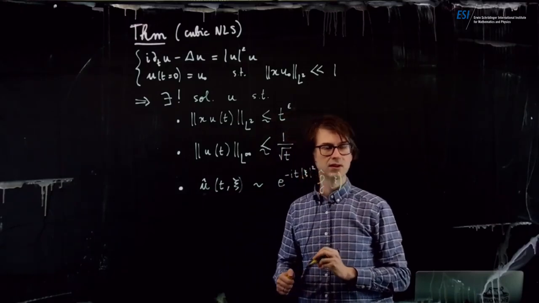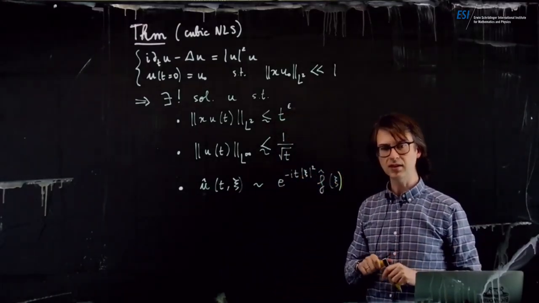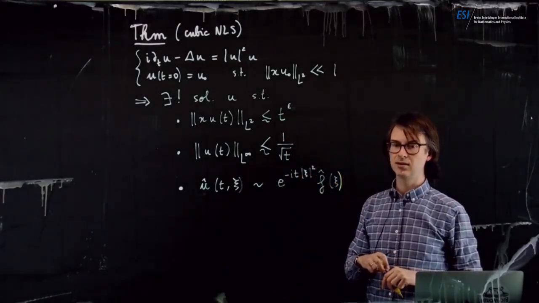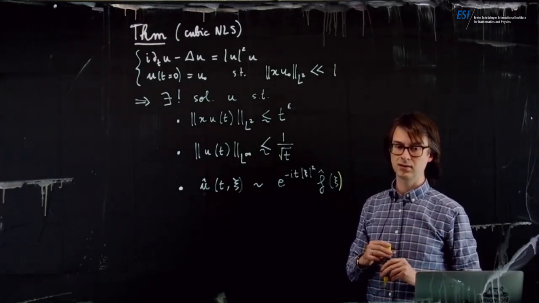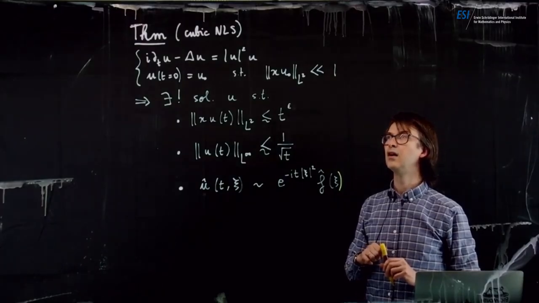Nice. Right, so may I continue with what you said before? Yes. To make sense of the equation, you would need at least some U3 in some space, while your initial data are only in L2 with a weight maybe.